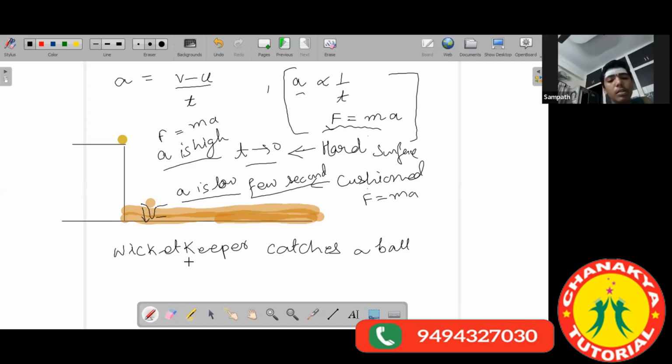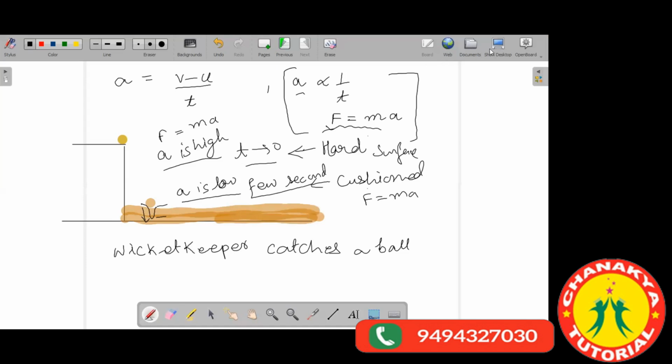See, consider a wicket keeper or any person who is catching a ball. Let's say my drawing is not that good, so I can't draw the hands. Here, if the person catches the ball and moves his hands backward, the time taken for the ball to stop is large. It takes some amount of time for the ball to stop.